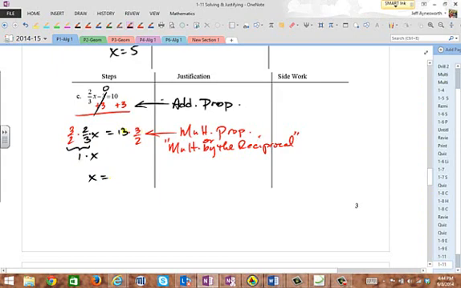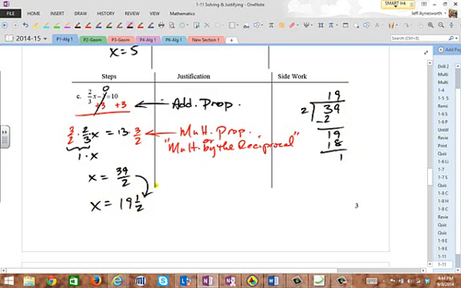13 is not divisible by 2, so we have to multiply here. 3 times 13 is 39, so we get 39/2. All right, take 39 divided by 2. 2 into 39 is 19, remainder 1, so it's 19.5. So x is equal to 19 1/2. Okay, you go from improper and you change it to mixed form.